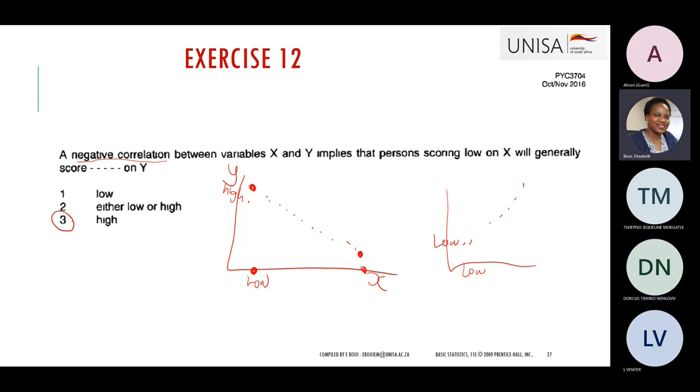Always visualize. If you are not sure about certain things, sometimes just draw for yourself how the scatter plot would look. You can just draw something like this, and something like this, to say this is negative, this is positive. So if I'm here at low and here at low, then it's a positive relationship. If I'm here at low and here at high, it's negative. So find alternative ways to remember how to interpret certain things. Okay.